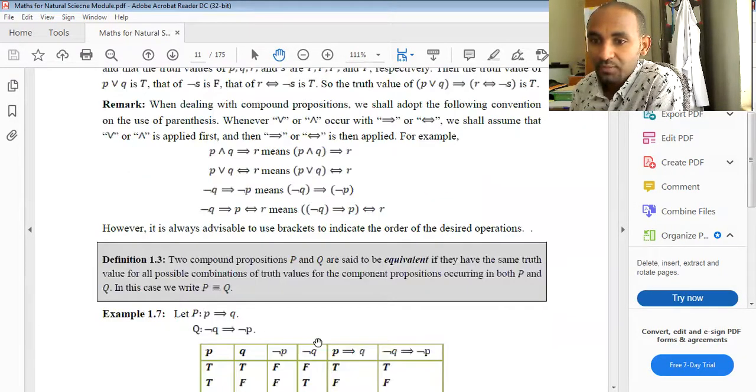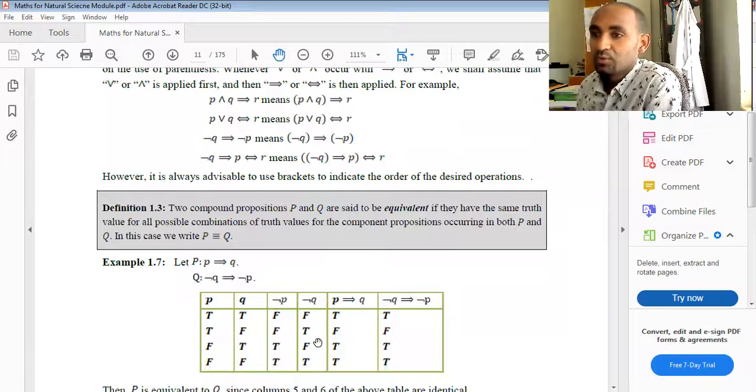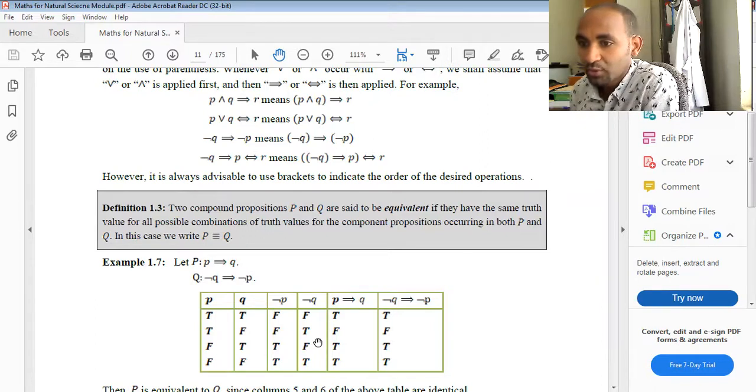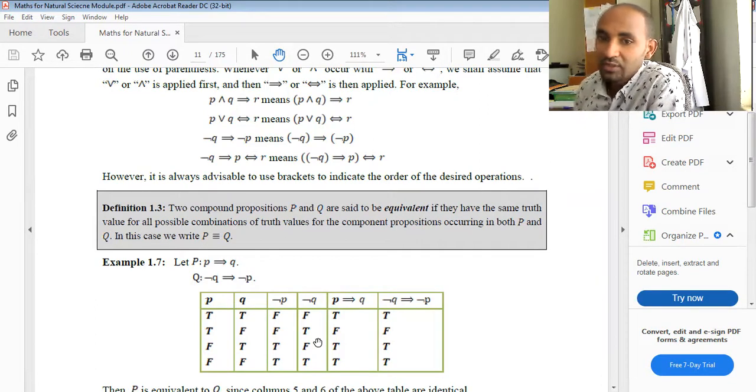Okay. So what are equivalent compound statements? Two compound statements P and Q are said to be equivalent if they have the same truth values for all possible combinations of truth values for the component propositions occurring in both P and Q. And in this case, we say P is equivalent to Q with this notation, P equivalent to Q.